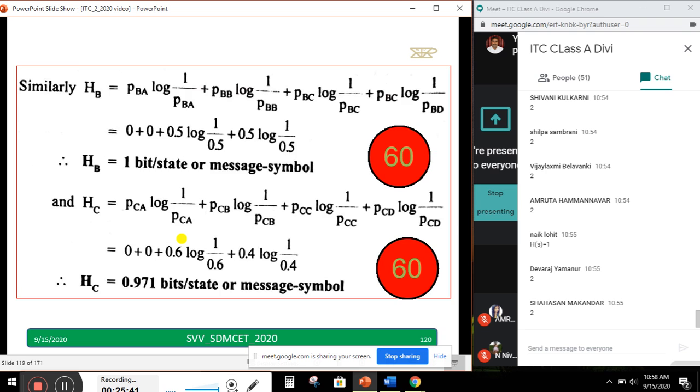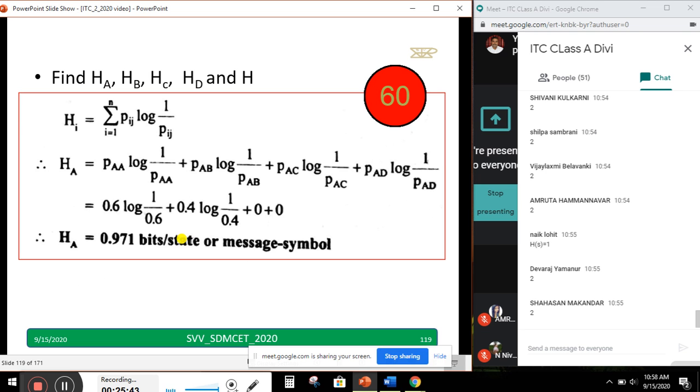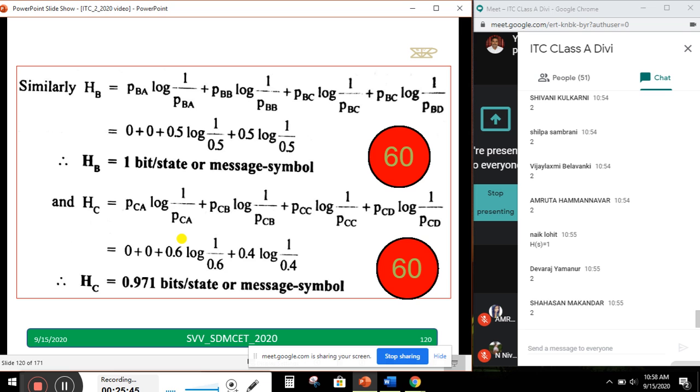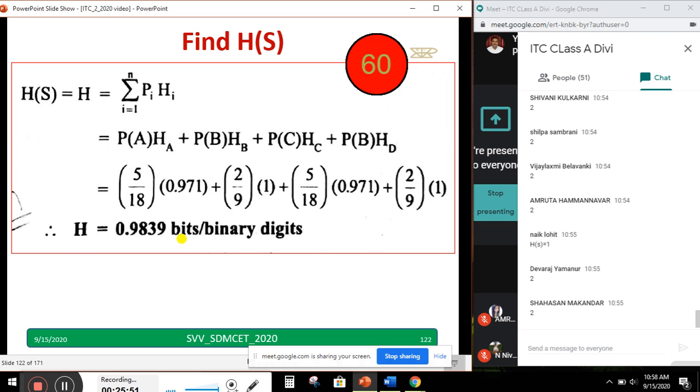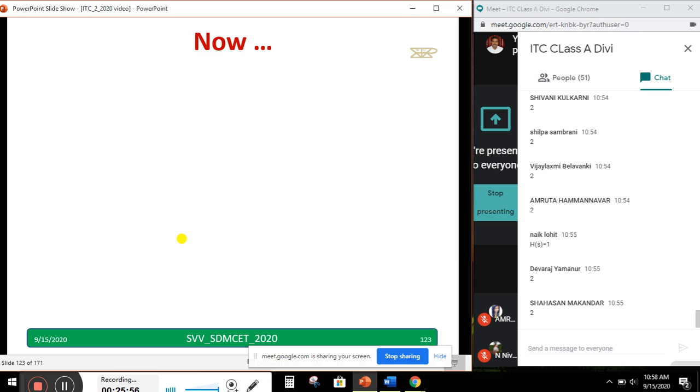Procedure will remain same. You can note down HA is 0.971, HB I got 1, HC 0.971, HD equal to 1 bit, and H becomes 0.9839, just for cross verification. And now we'll start the next.